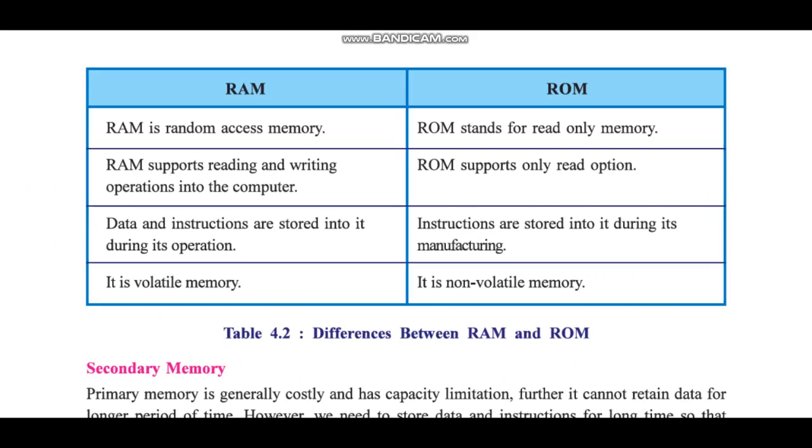On the left-hand side, in the RAM, data and instructions are stored during its operation. But in the ROM, instructions are stored into it during its manufacturing. And RAM is volatile memory, and ROM is non-volatile memory. So this is the difference between RAM and ROM.